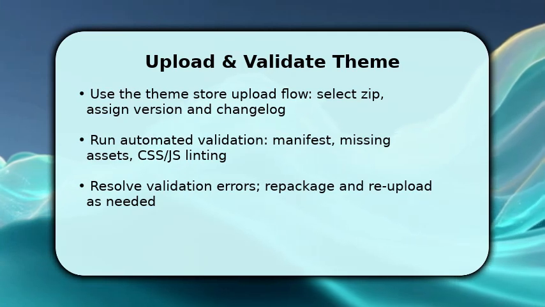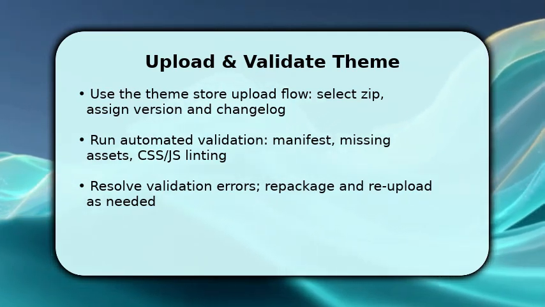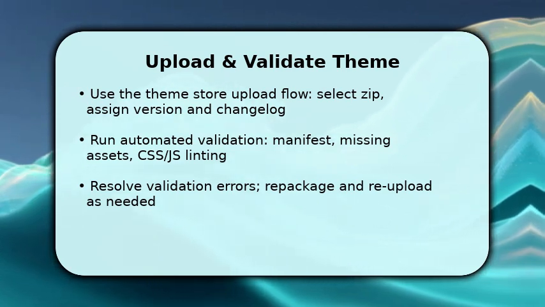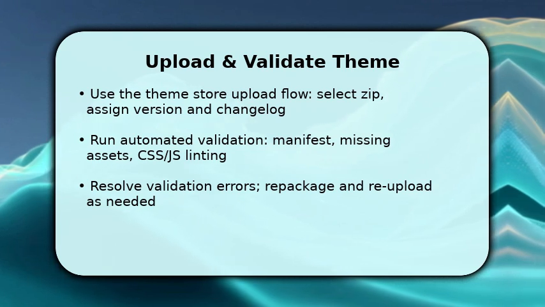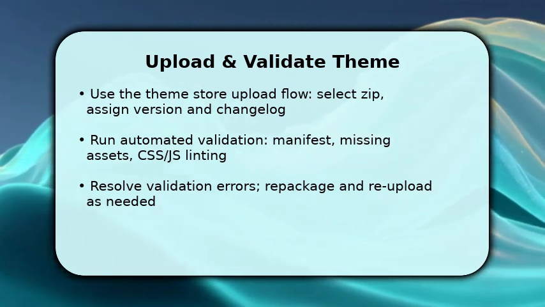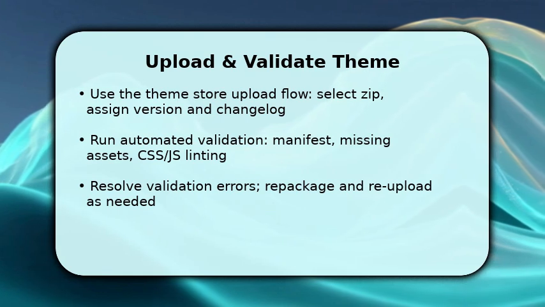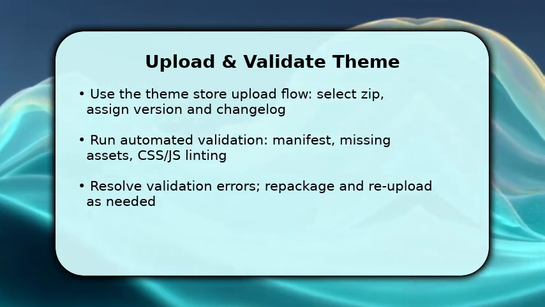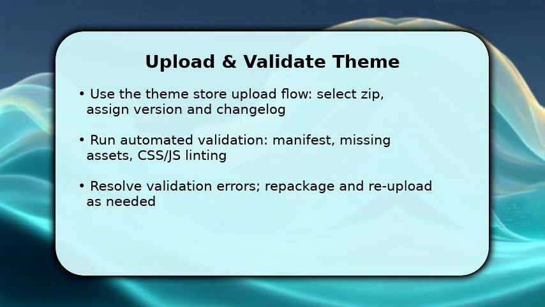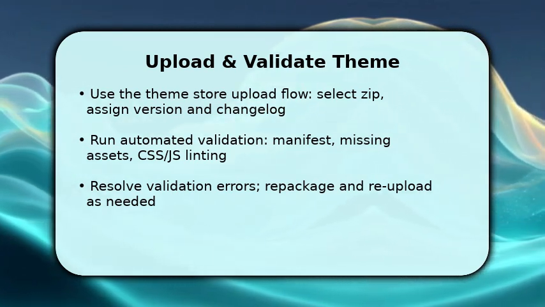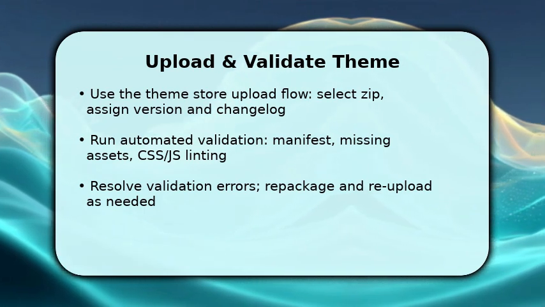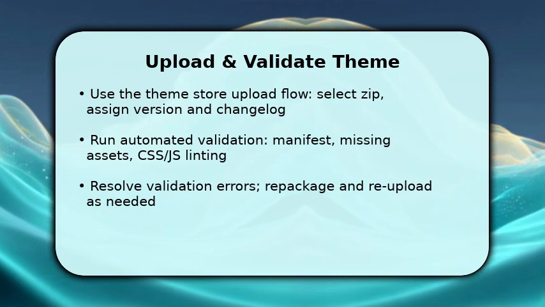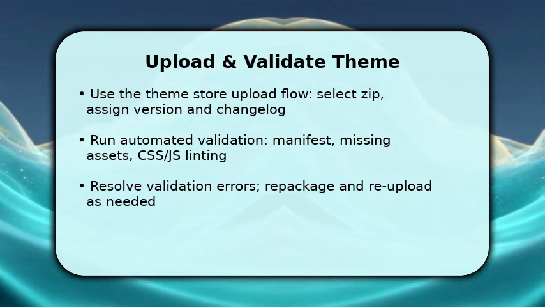Now you upload and validate. You navigate to the theme store upload flow, select the zip, and fill in version and changelog fields so reviewers know what's changed. Then run the built-in validation to catch manifest errors, missing assets, or script issues. If validation flags problems, fix them locally, correct paths, optimize files, or update versions, then repackage and upload again. Make sure to track iteration so the final upload passes all checks before moving to review or activation.